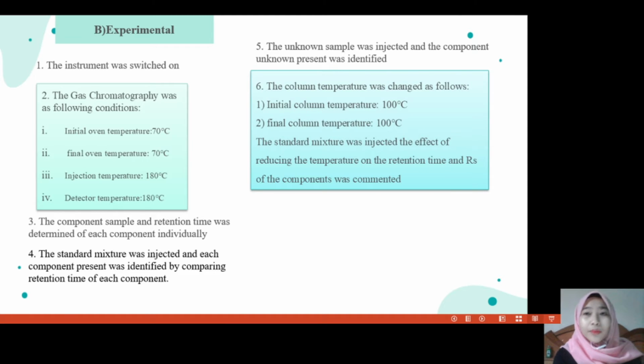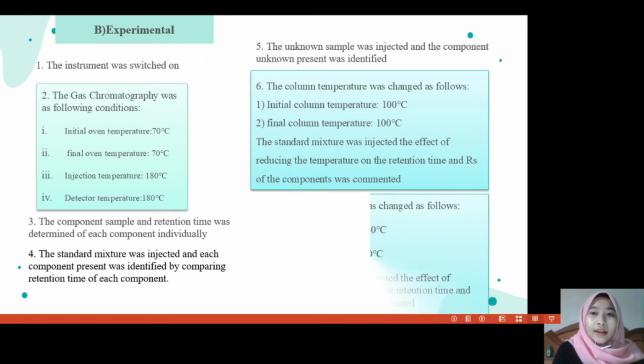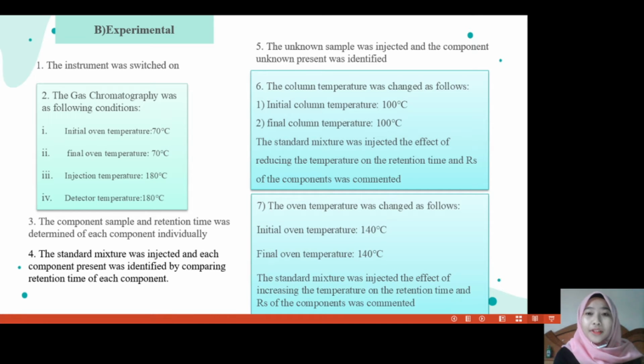Then, the column temperature was changed as follows: the initial and the final column temperature is 100 degrees Celsius. The standard mixture was injected and the effect of reducing temperature on the retention time and the resolution of the components was commented on. Then, the last one is the oven temperature was changed. Both the initial and the final oven temperature are 140 degrees Celsius. The standard mixture was injected and the effect of increasing temperature on the retention time and resolution of the components was commented on.